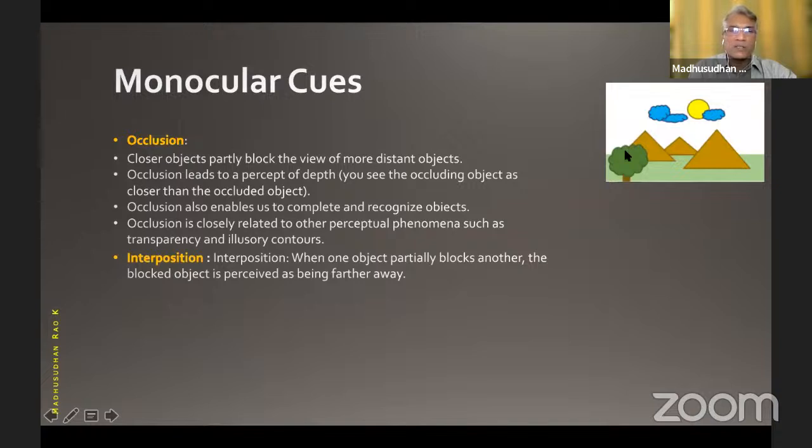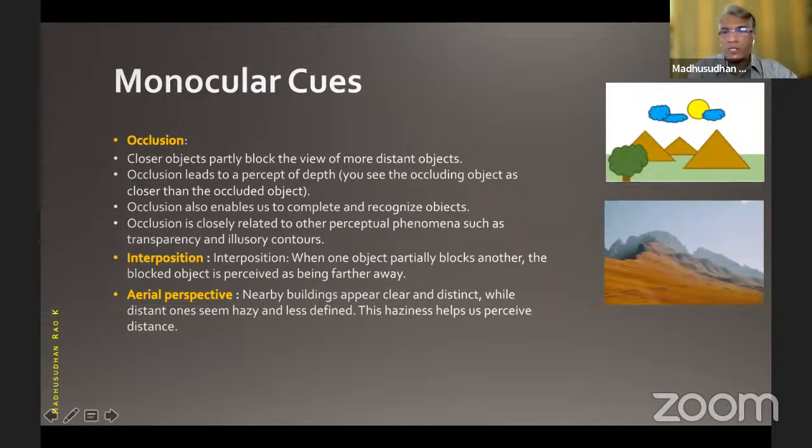See, this is, see, the close object is blocking the things. So we feel illusion. We can feel that it is very far away. See, when one object partially blocks another, the blocked object is perceived as being farther away. You can see it is far away. Leave out the sun. It is definitely far away, but we can feel that clouds are very close to us. Sun is far away.